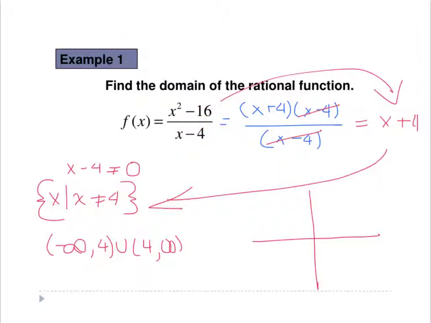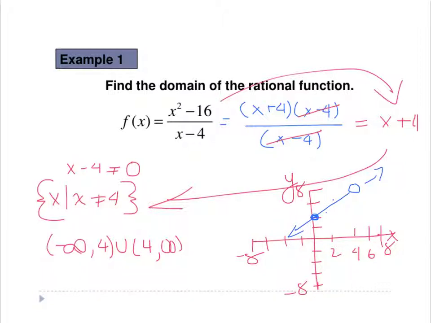So if I were graphing this, let me just create a quick graph so we can get an idea of this. Let's go by 2, 4, 6, 8. And I'm going to graph the y-intercept at 4. And then I'm going to go up 1 over 1, up 1 over 1. And when x is 4, y is 8, but that's excluded from the domain, so that's going to be an open circle. Remember that concept that we talked about before?